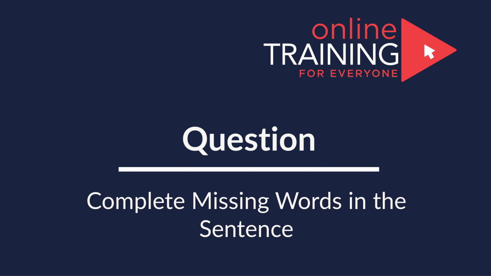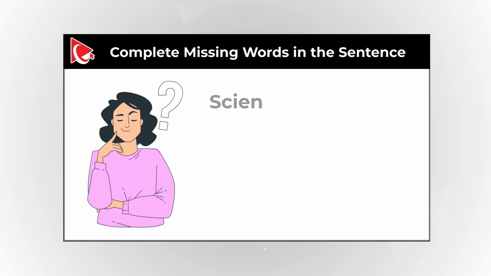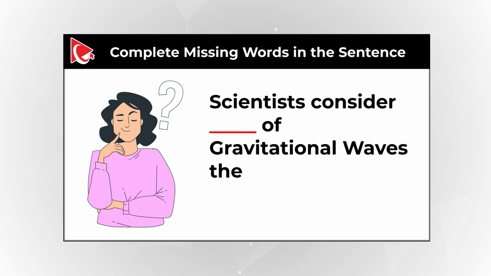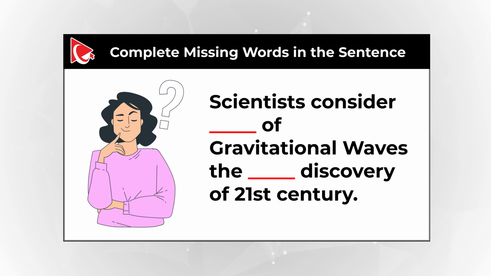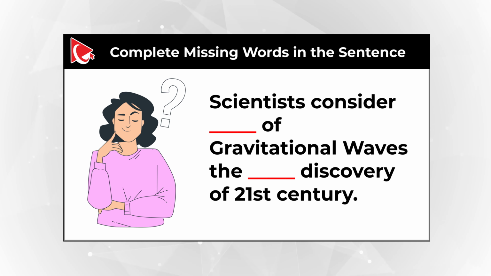Here's a very interesting question which may not be as simple as it looks. You're presented with the sentence: scientists consider something of gravitational waves the something discovery of the 21st century. You need to complete the missing words and replace something in the sentence with 1 out of 4 different choices.